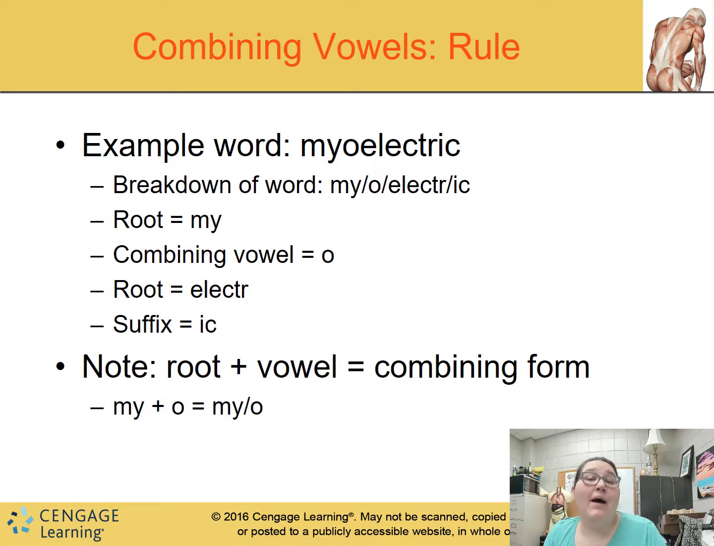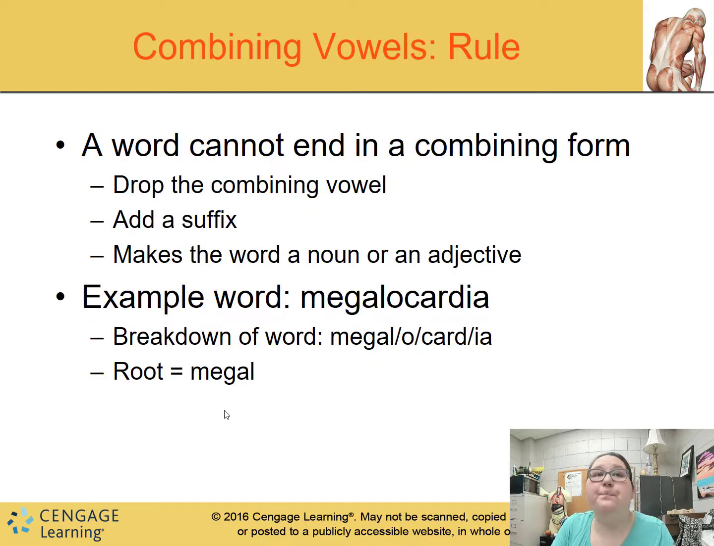So in this case, my is our first word root. My means muscle. And we add that O, you can see at the bottom where it shows you the combining form. My plus the combining vowel O gives you myo. Now this is the combining form. So say you were taking a test and you saw myo, because you know your word rules, you know the word root from myo is my, and you would just put my. All you're doing is dropping that vowel. So that's how you get your word root from a combining form. Don't get those confused. It happens quite frequently.